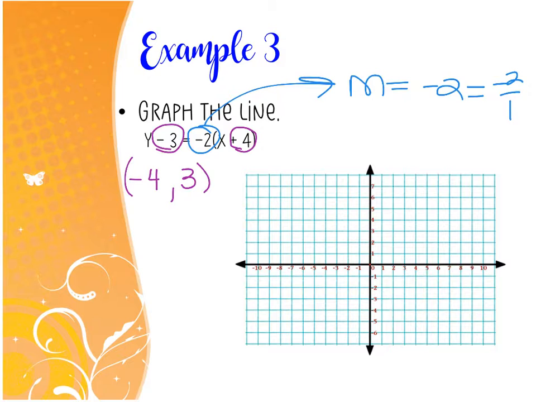So from here, I would plot my point, -4, 3, and then use my slope, which is -2/1, down 2 and to the right 1, down 2 and the right 1, and plot my not so straight line, but you get the point.